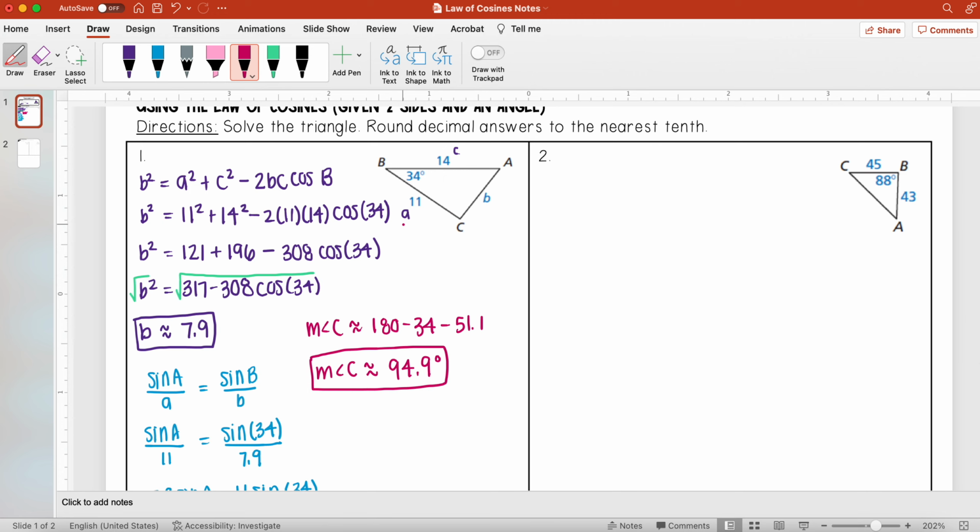Okay, let's try this next one. So first step, I want to go ahead and label my A, B, and C. So side A is across from angle A, side B is across from angle B, and side C is across from angle C. Just like what we did before, when we were set up in this way, I'm going to find side b first. So I have b squared is equal to a squared plus c squared minus 2bc cosine of b.